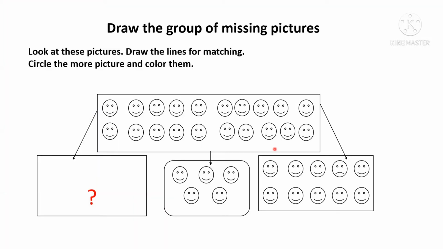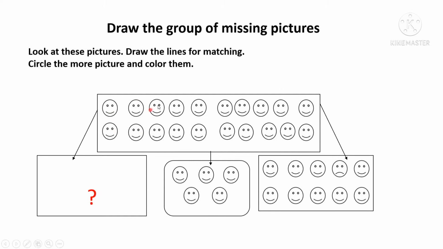So the concept of groupings, let's start from the pictures. Draw the group of missing pictures from here. Look at these pictures. Draw the lines for matching. Circle the more picture and color them. Now look over here. Here we have a set of 20 smileys. Let's count if you don't believe me.